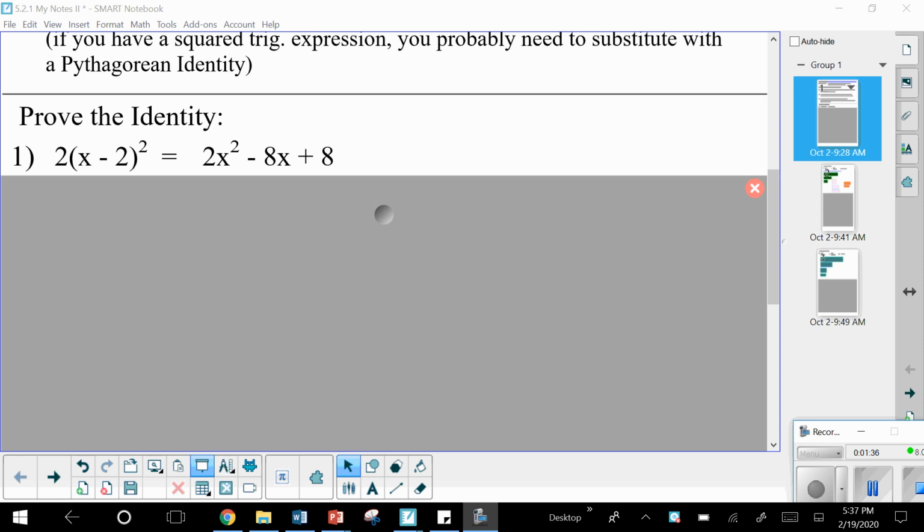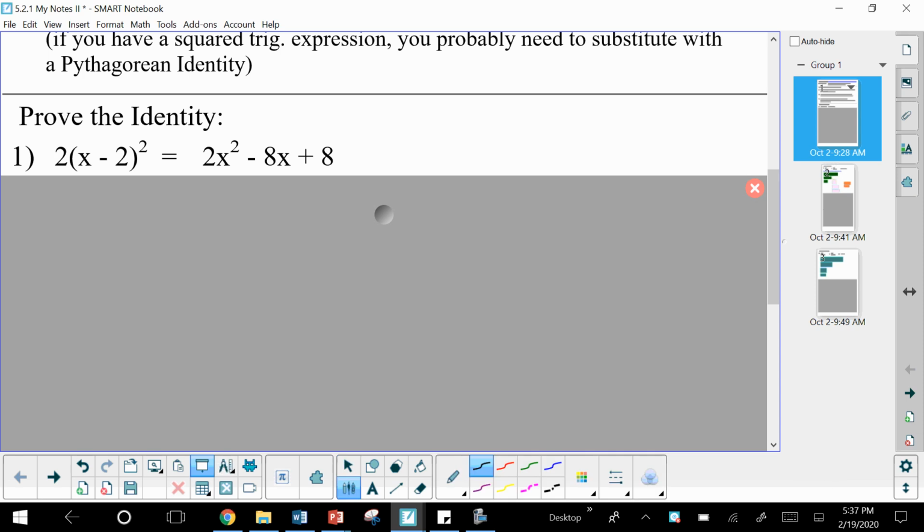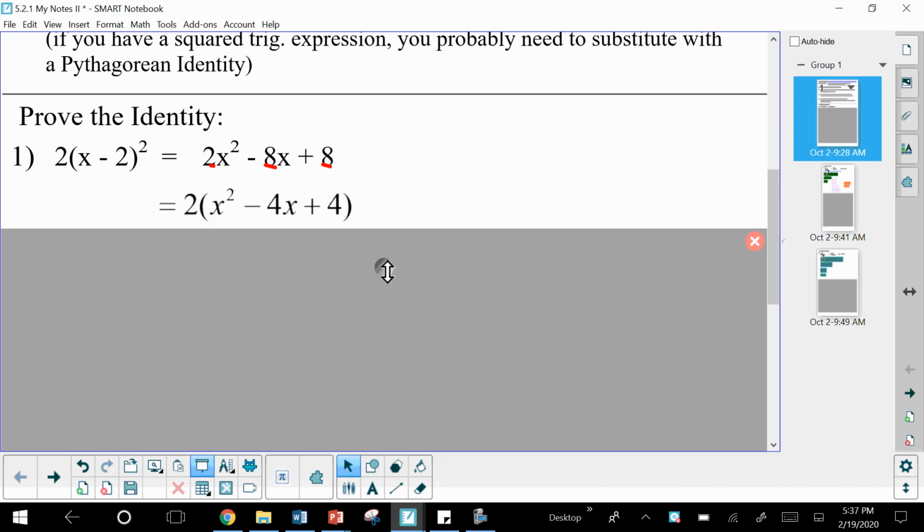So on the right-hand side, I'm going to start by taking out a GCF. So I notice that all of these have a 2 in them. So I'm going to start by taking out a 2 from my GCF. Once I have that, I have x squared minus 4x plus 4 left over.